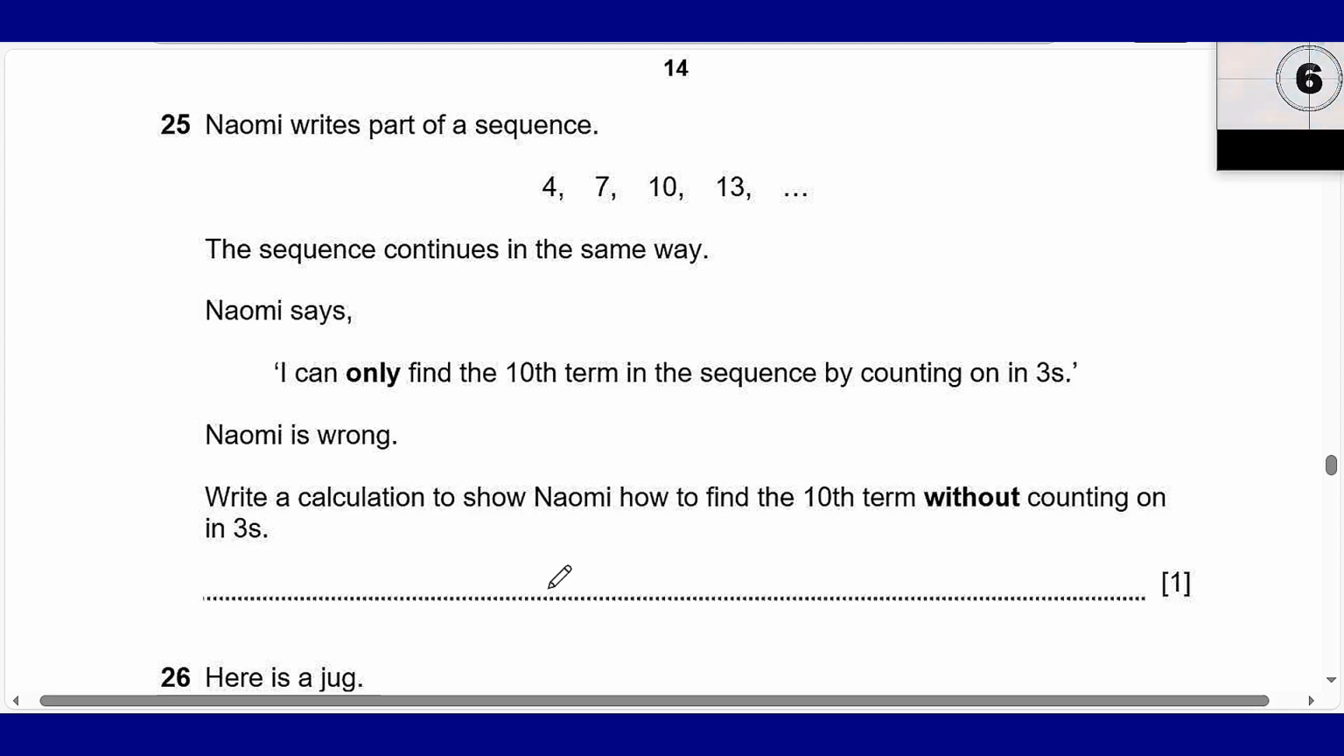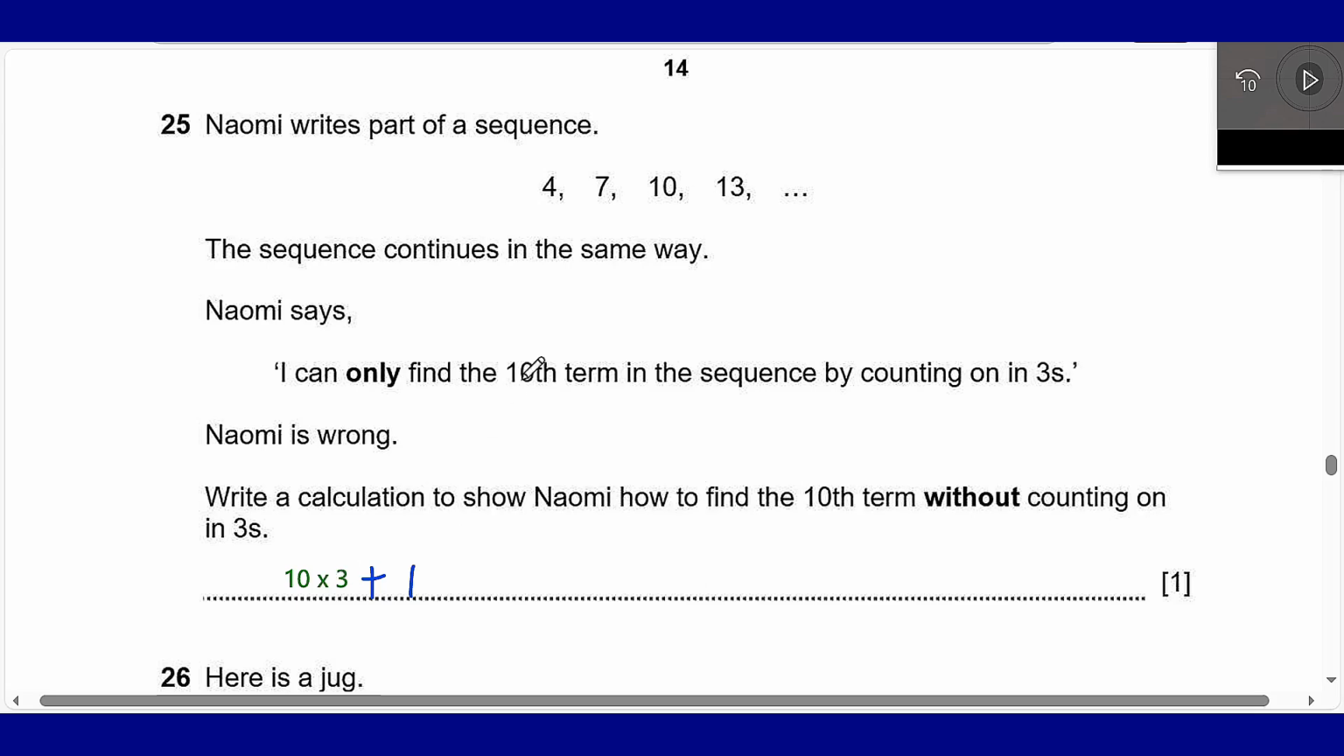Alright, try to find out this answer guys. Okay, if you need some more time you may pause. Now let's check out the answer. Okay, here we go. This is the answer: 10 times 3 plus 1. That is the calculation to show that Naomi can find the 10th term.